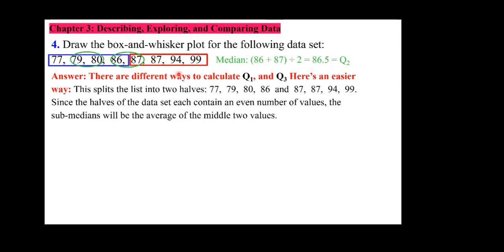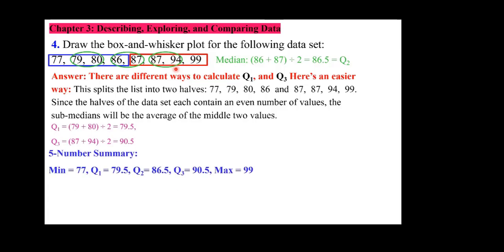Therefore, this would be Q sub 1, 79 plus 80 divided by 2. And Q sub 3 would be 87 plus 94 divided by 2. So, before we look at the 5 numbers, I hope it's clear to everybody how we came up with that. So first we cut the whole piece in half, then each half divided into 2 pieces.